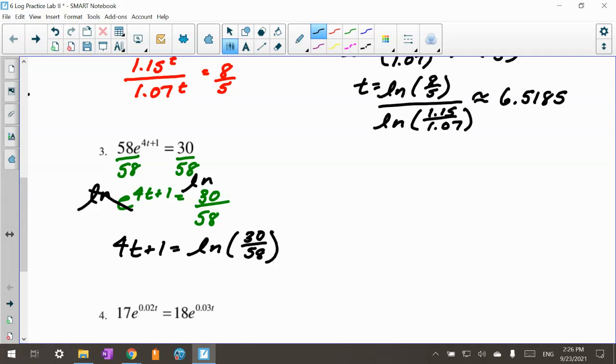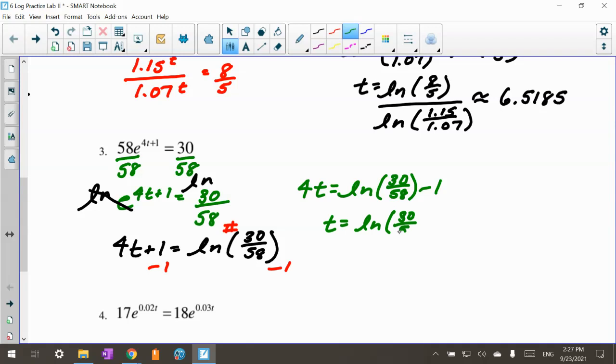Then, actually, this is not bad to solve because the natural log of 30 over 58 is just a number. So I'm going to subtract 1 on both sides and then divide by 4. So I have t equals the natural log of 30 over 58 minus 1, all over 4, and then I just put that in my calculator to solve for t, and I get negative 0.4148. Okay, there's 3 of them.